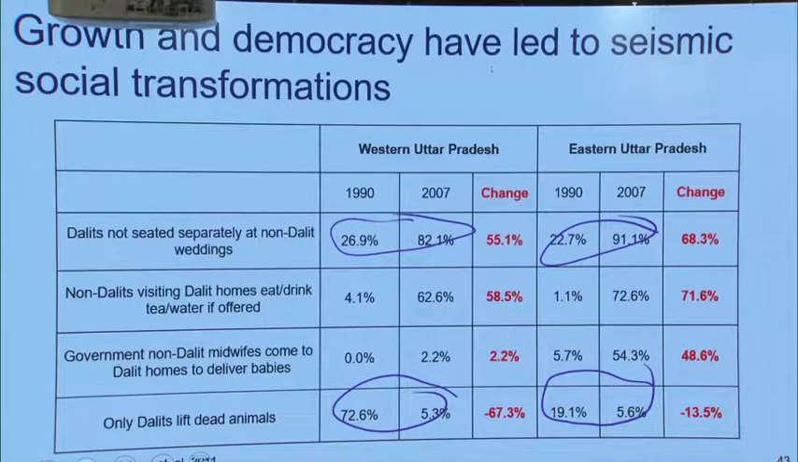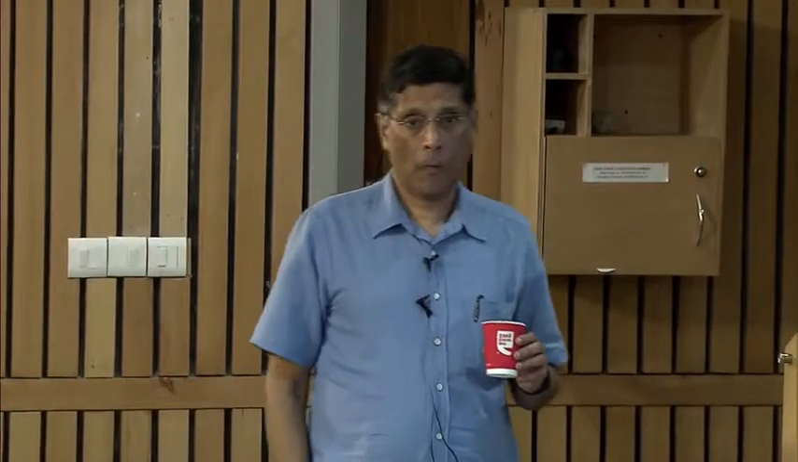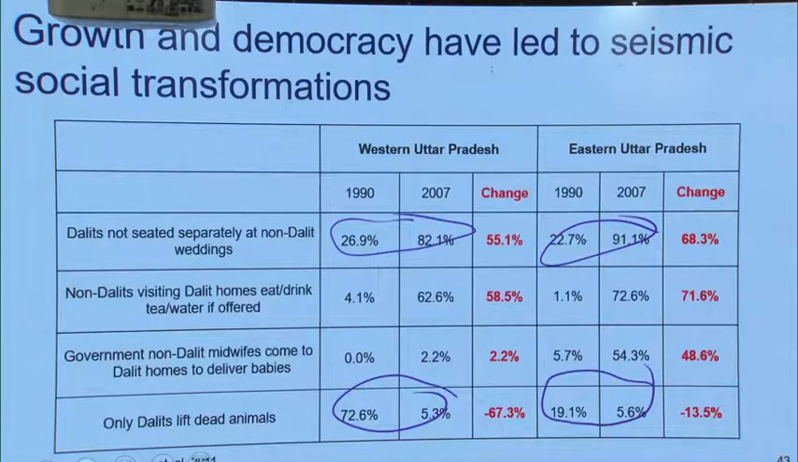You can always dispute what is quick, what is slow, and so on. My concern is that these might be changes which are visible, say the percentage going from 26.9 to 82.1. Fine, Dalits and non-Dalits are both sitting there. But could it be a proxy for a larger seismic social transformation? Because this might be visible, both of them are sitting, but still there exists a deep-down divide. So the question is, do these indicators capture well enough what is happening? That's of course open to question.